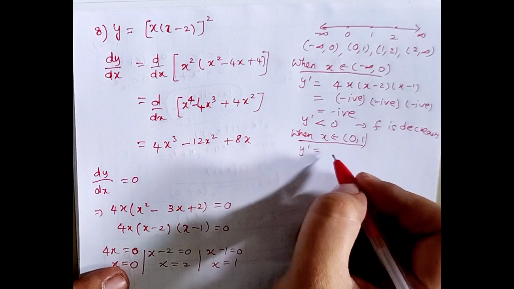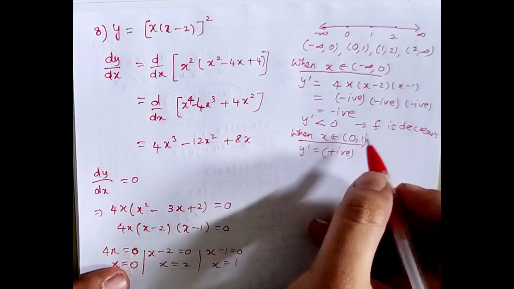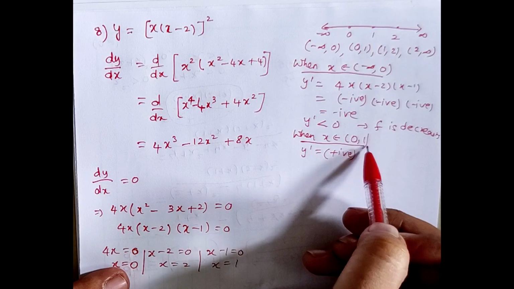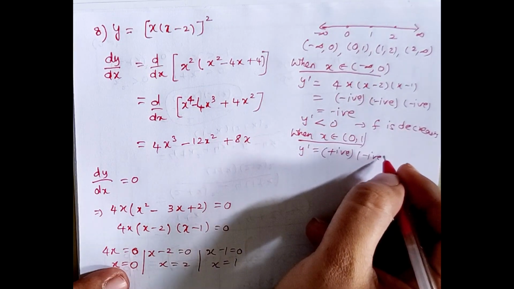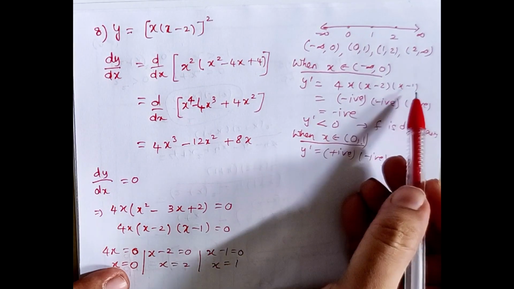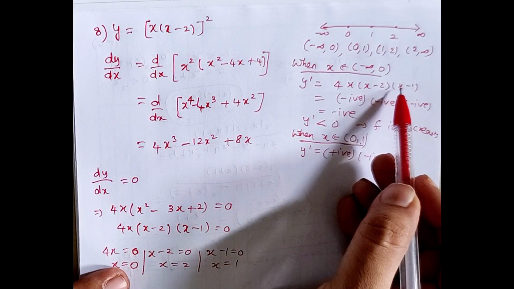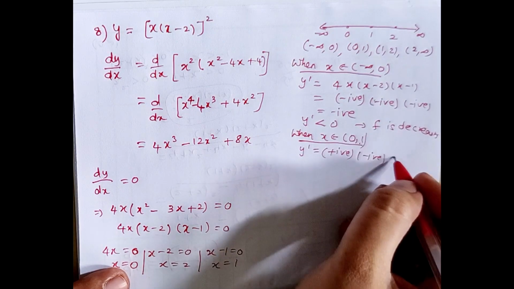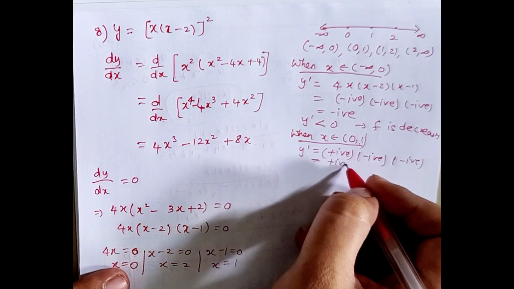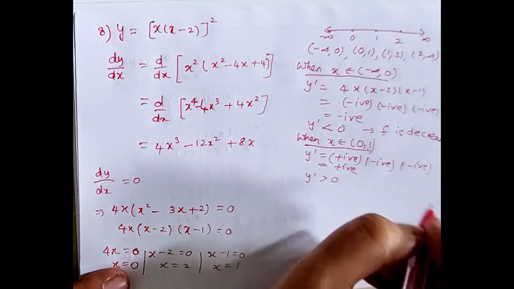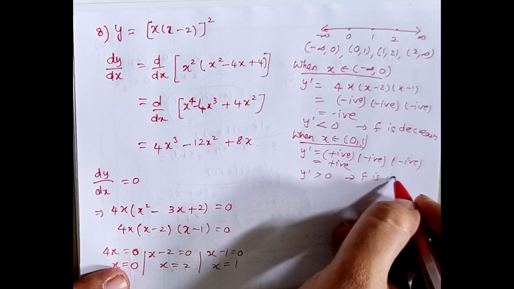As it is from 0 to 1, this will be positive. X minus 2: as the values are lesser than 2, the smaller number is positive, the greater number is negative, so we get the negative sign. And since it is less than 1, 1 is greater and the values are less than 1, so the small number is positive, the greater number is negative. So we get a negative sign. Negative into negative is positive, positive into positive is positive. That means the first derivative is greater than 0, the function is increasing.